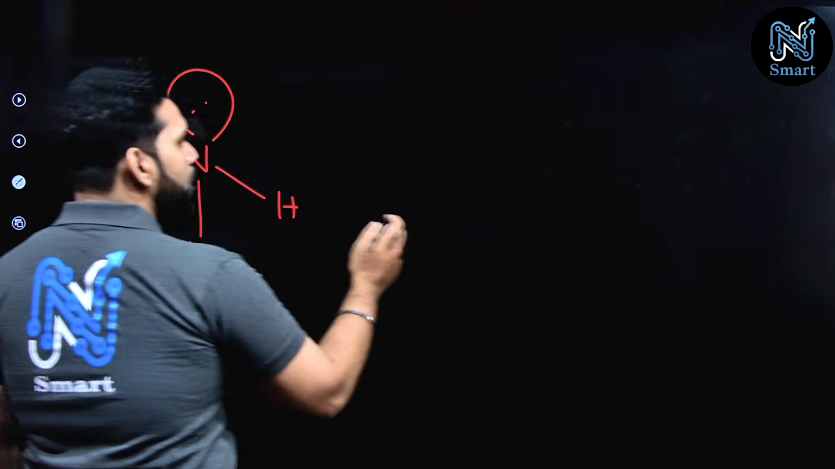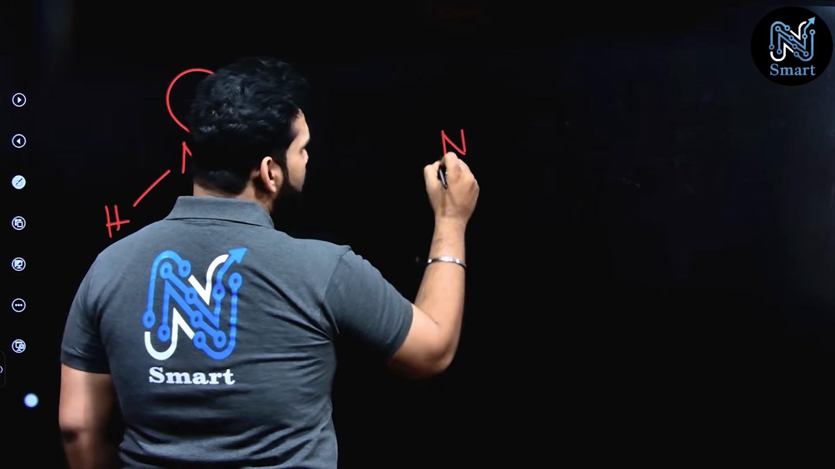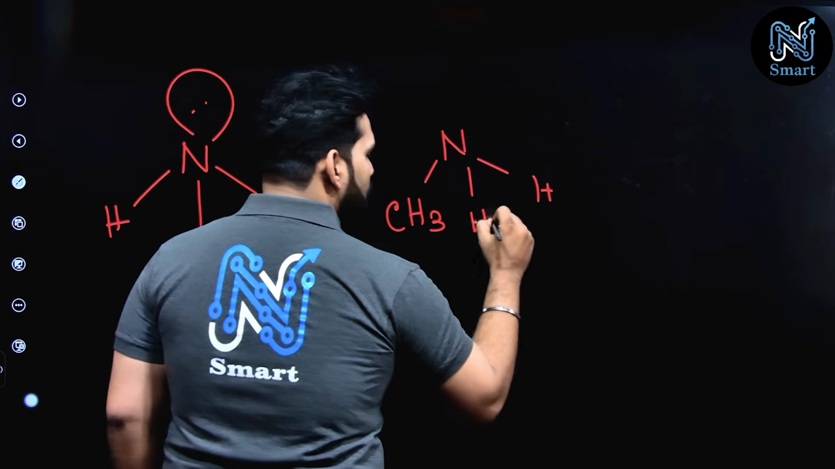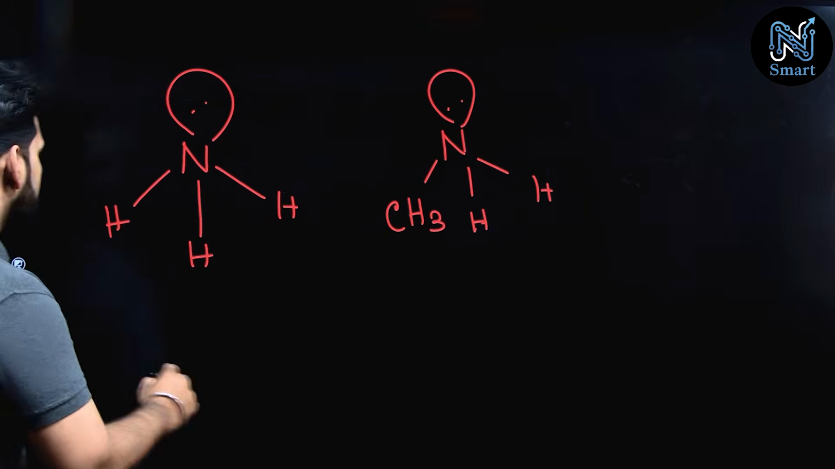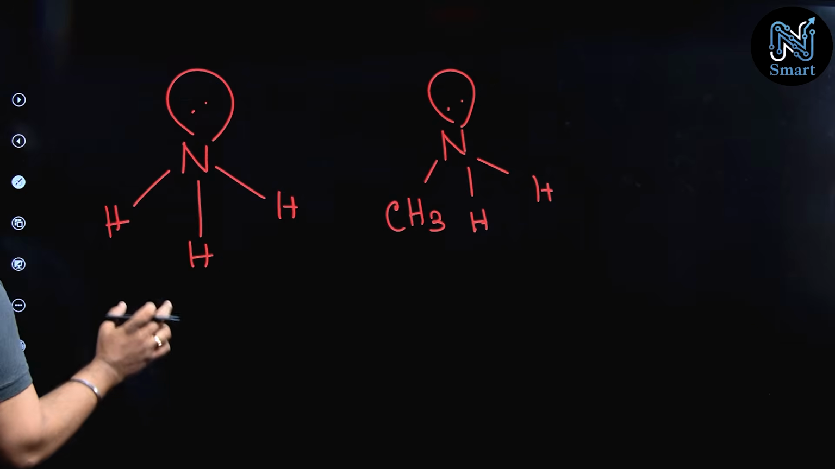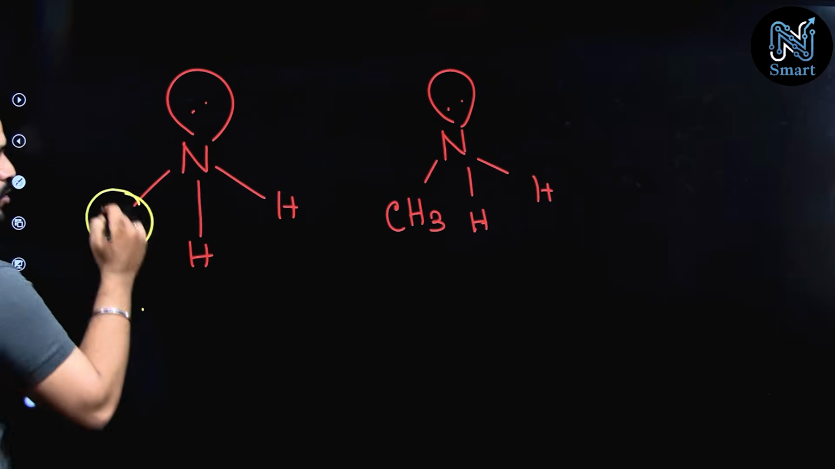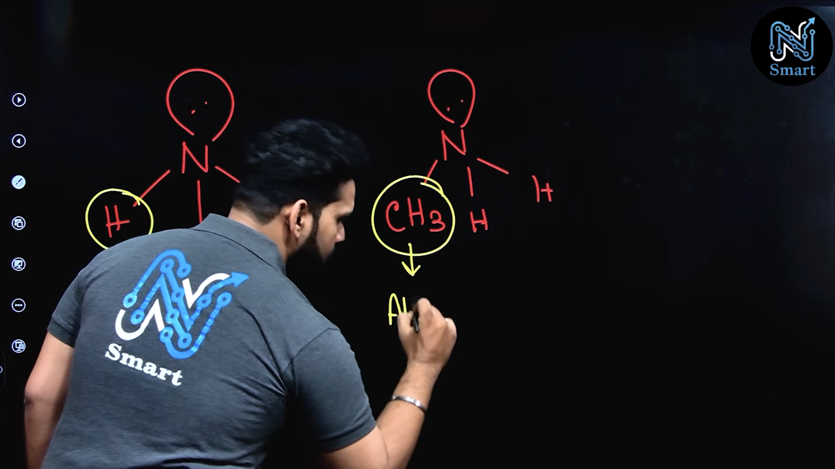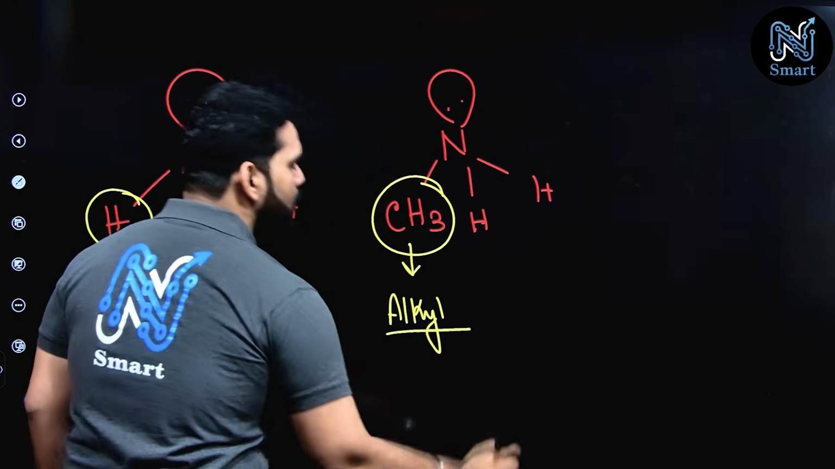See, the degree is actually based on how many carbons it is attached to. So let's say instead of one hydrogen, I have given a CH3 group. I have replaced this hydrogen with the CH3 group. What do we call CH3 groups, guys? We call it an alkyl group.